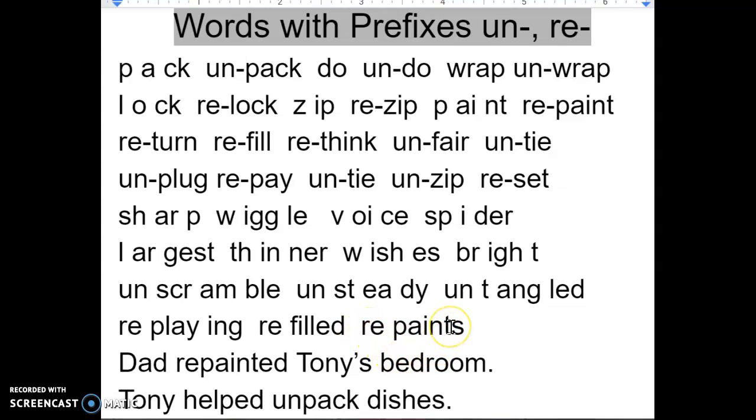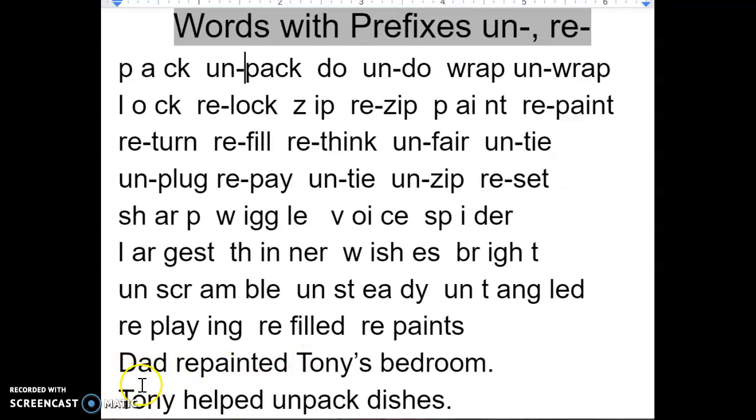repaints. Now with our two sentences: Dad repainted Tony's bedroom. Capital in the beginning, where Dad is, the word Dad starts with a capital, that's the beginning of your sentence. Tony is capital, Tony is a person's name. Possessive noun, apostrophe s, showing ownership. The bedroom belongs to who? To Tony. And an end mark at the end makes this a complete sentence. The word repainted means to paint it again in the past tense, adding the ed.